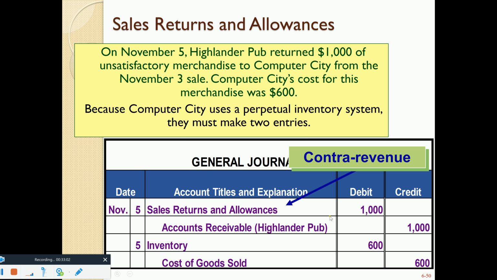Now, in the prior slide, we saw that the sale was for $2,000, but that was for two computers. One of the computers is brought back. So we're going to reverse the sale. And instead of debiting the sales account directly, we're going to debit this contra revenue account called sales returns. And we're going to reduce the receivable with a credit. In addition, we're going to take that inventory and put it back on our shelves. So we're going to increase the inventory with a $600 debit, and we're going to reverse $600 of the cost of goods sold. Remember, in the original journal entry, we debited cost of goods sold when we sold it. Now we're going to reduce it with a credit.